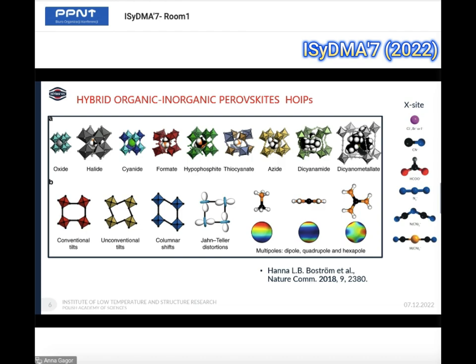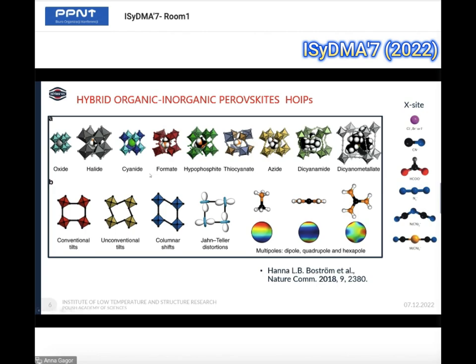But if we do so, we obtain another, much larger and much broader family of hybrid organic-inorganic materials. By changing the oxide to a larger halide or complex ligands like cyanides, formates, or dicyanoamides, and so on and so forth, we still preserve the three-dimensional structure of connected octahedra, but we are also able to produce much larger cavities in this structure, and we are able to put much larger cations, even protonated amines.